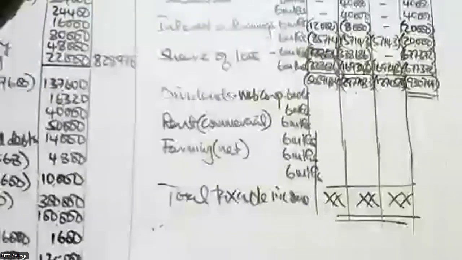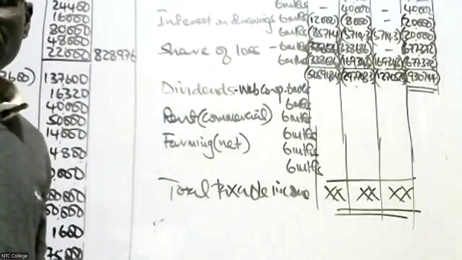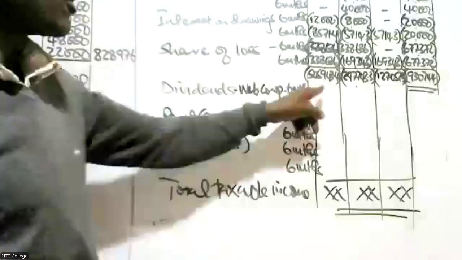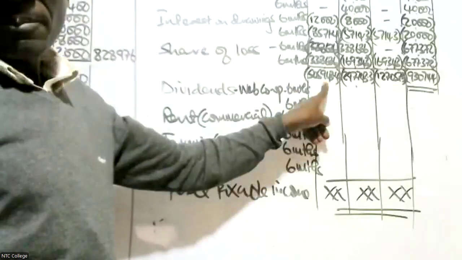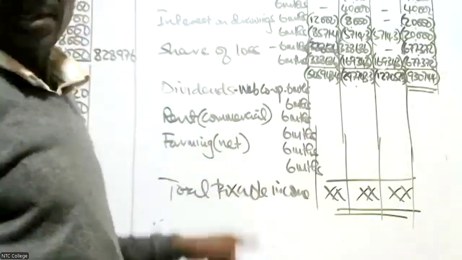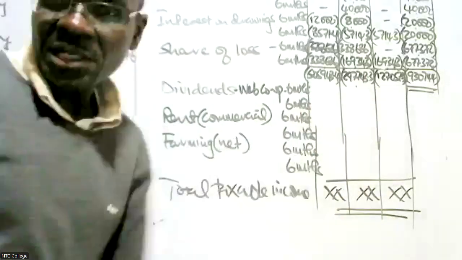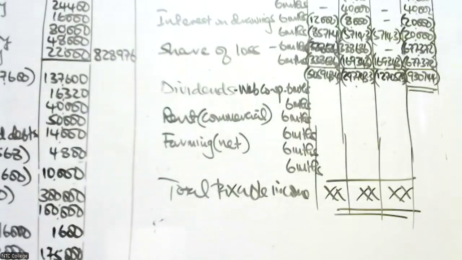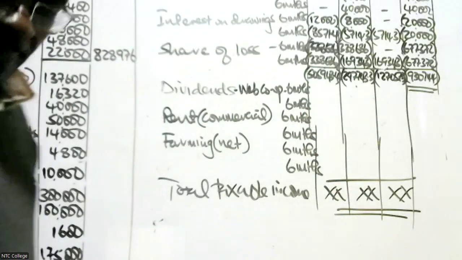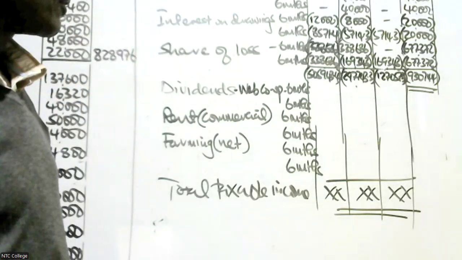Something else, a caution: don't add the losses because of the rule of specified sources of income. This loss is from partnership trading. You cannot add it to dividends, to rent, to farming. So you'll only add these incomes without including the loss, and then you get the total taxable income.